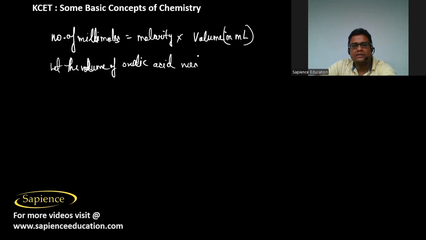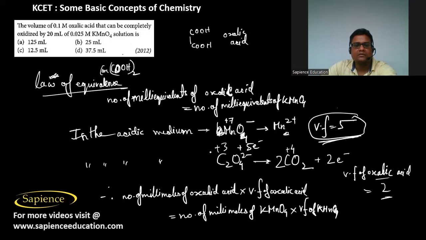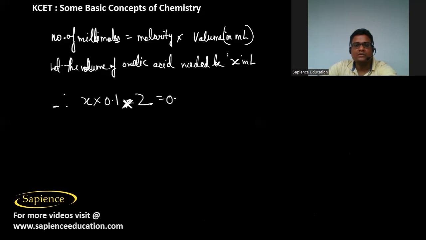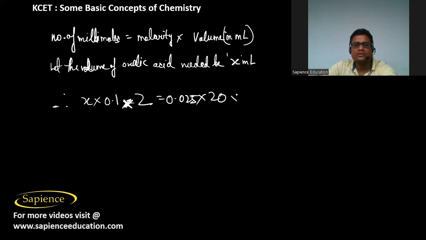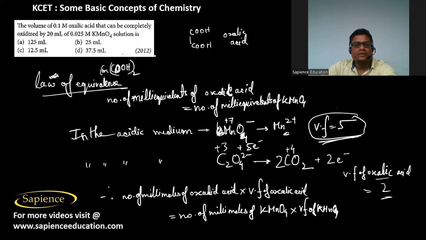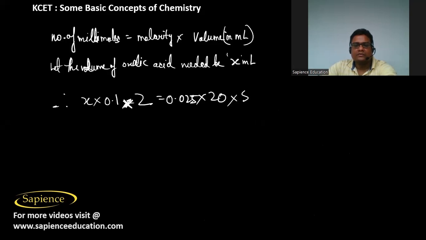Oxalic acid needed be x ml. So therefore, the number of millimoles of oxalic acid will be equal to x into the 0.1 molar, into the valency factor of oxalic acid, that is 2, and that will be equal to the number of millimoles of KMnO4, which is the molarity of KMnO4, 0.025, into the volume of KMnO4, that is 20 ml, into the valency factor of KMnO4, which is 5.